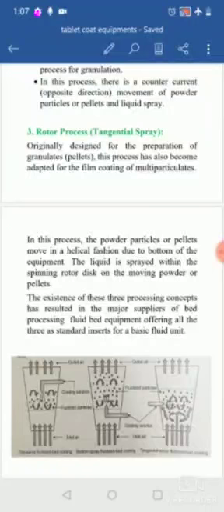In this process, the powder particles or the pellets move in a helical fashion, as already discussed. Because we spray the air from the bottom and the coating solution from the adjacent or right angle sides, it creates a helical pattern. The liquid is sprayed within the spinning rotor disc, which is moving on the powder pellets. Then the coating solution is going to spread from the adjacent sides, creating a helical pattern. There will be more efficient coating.